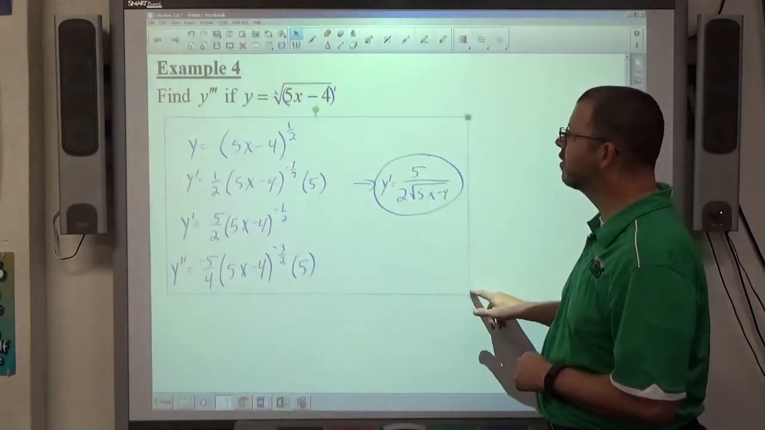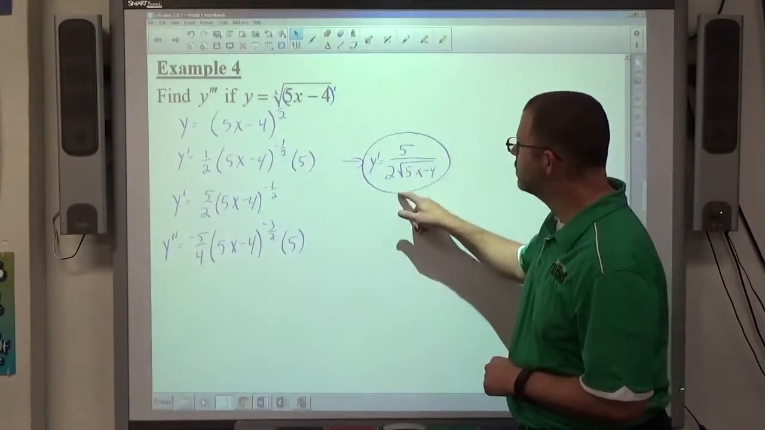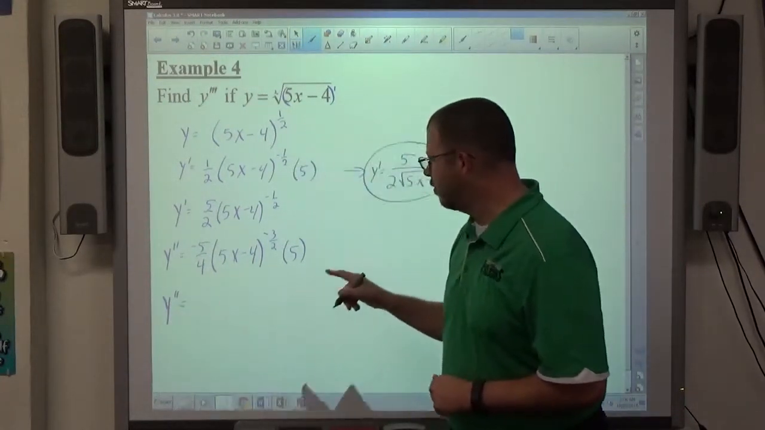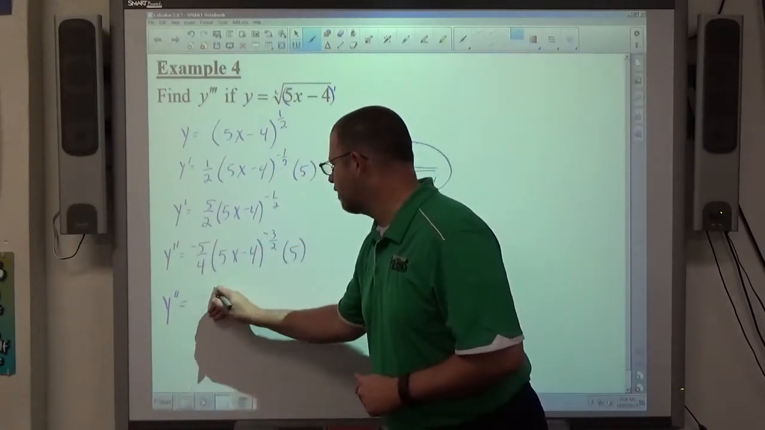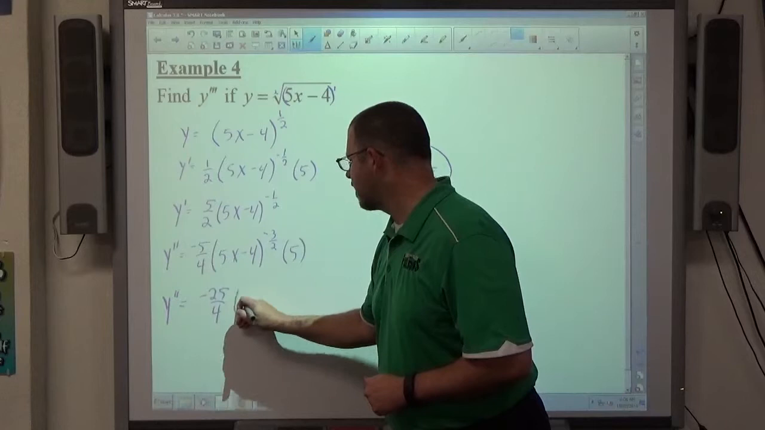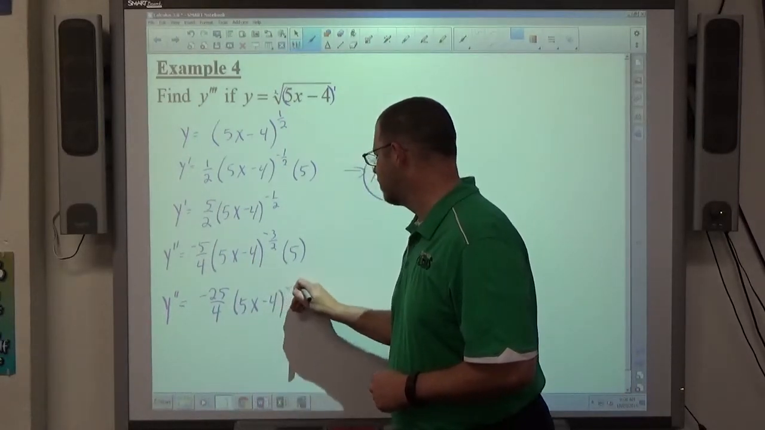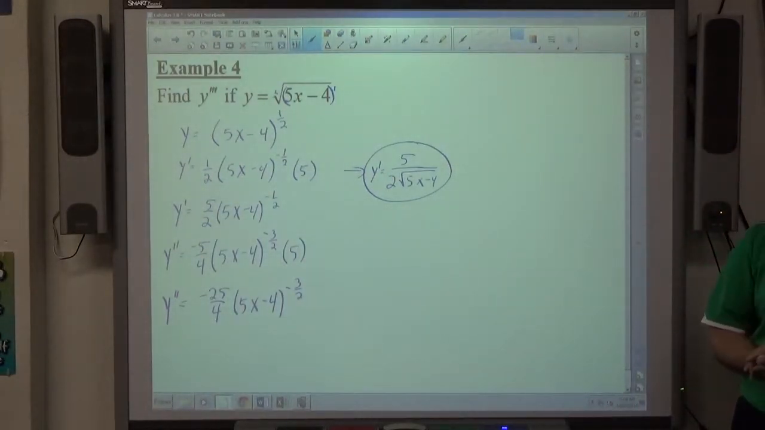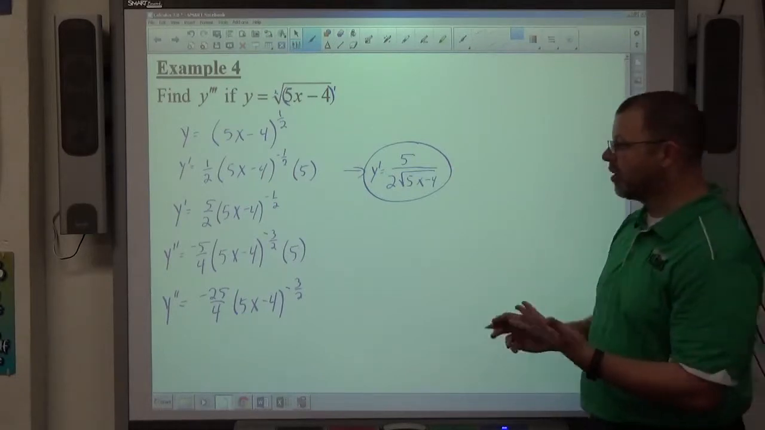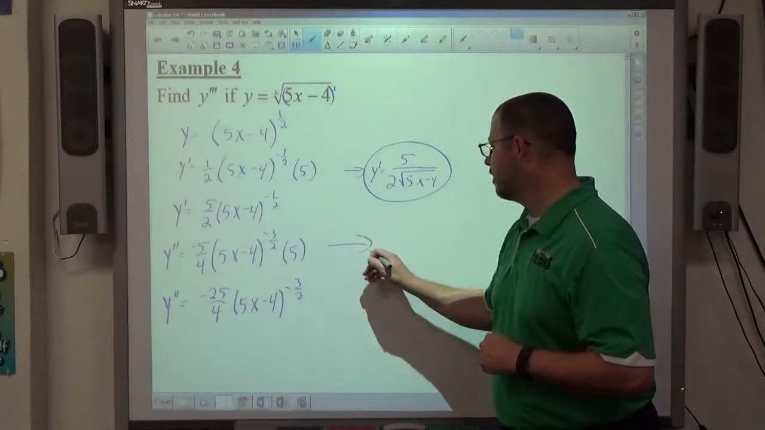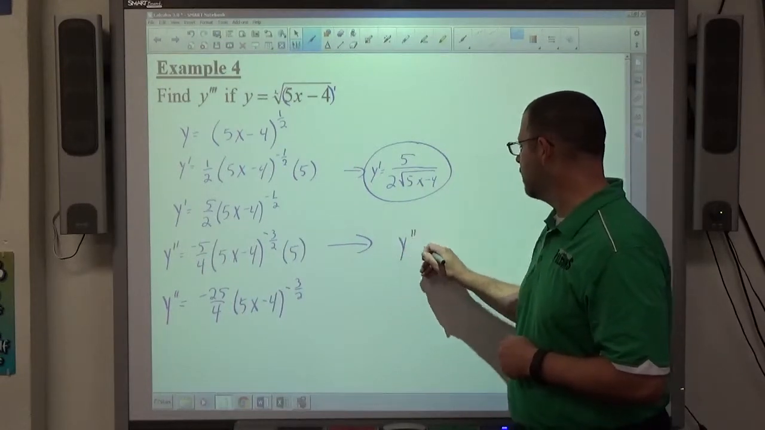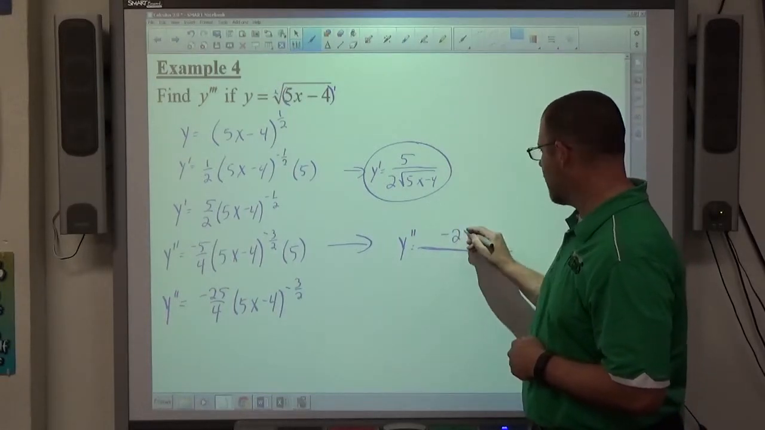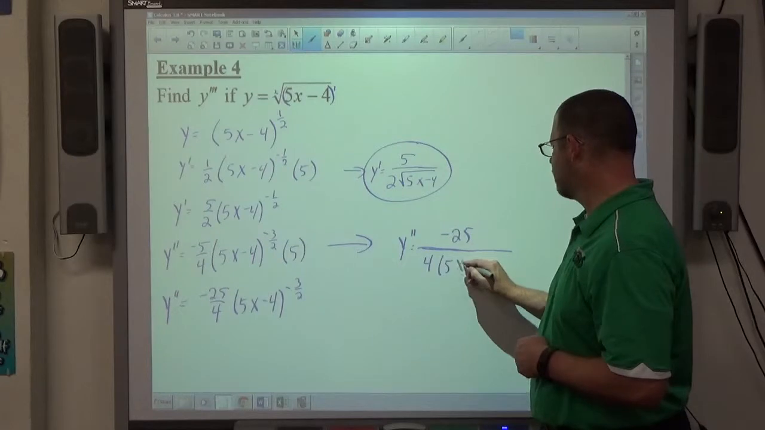Shrink this down a little bit so I can fit this whole thing on the page. Alright, so if I make this a little bit prettier for the sake of differentiation, negative 5/4 times 5 makes negative 25/4. And then 5x minus 4 stays to the negative 3/2 power. Again, leaving it like that so it's still in the numerator, so it's still a power structure, rather than putting it in the denominator, making a quotient structure. If my directions were, find the second derivative, I could have made it simpler, y double prime equals negative 25 on top, and 4 times 5x minus 4 to the 3/2 on the bottom.